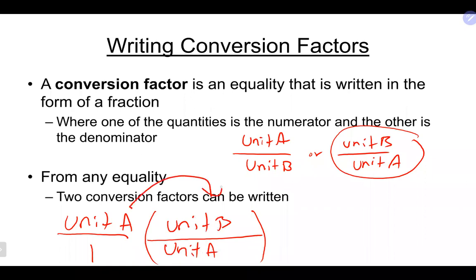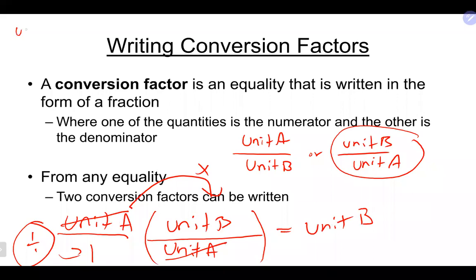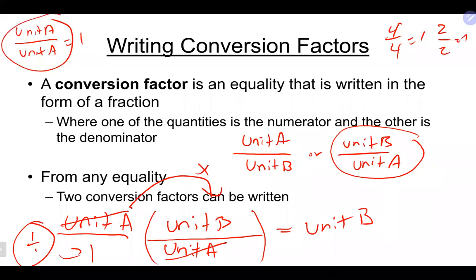Once again, we would multiply everything that's on the top. We would then come back through and divide by whatever is on the bottom if necessary. And in this particular case, unit A would cancel. That would leave you unit B. So the reason why the units cancel is that unit A over unit A basically equals 1. The same idea if you took 4 divided by 4, it equals 1, or 2 divided by 2, it equals 1. If you have the same unit up on top and the same unit on the bottom, they cancel each other out and they basically equal 1.